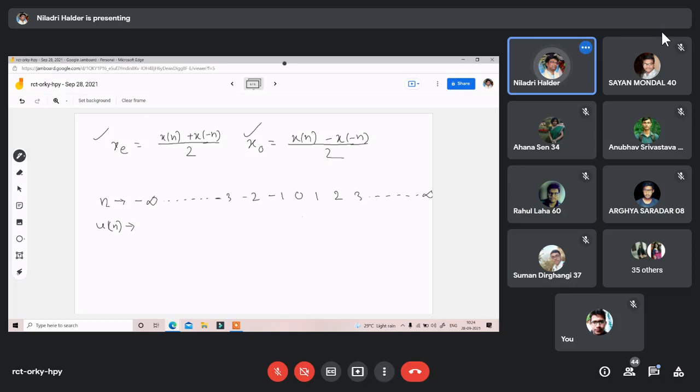For 0, you will get 1. For 1, you will get 1. For 2, you will get 1. Up to positive infinity, you will get 1. And up to negative infinity, all the values will be zeros. That is u[n]. It's a step signal, all of you know.